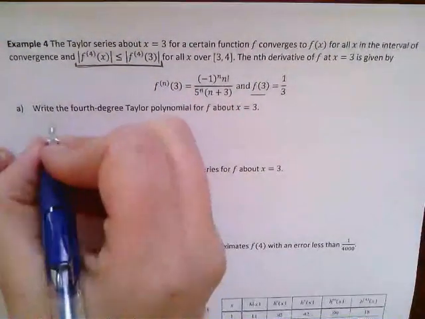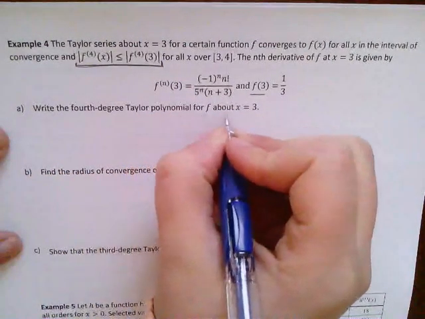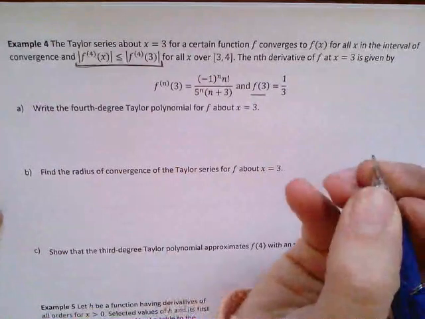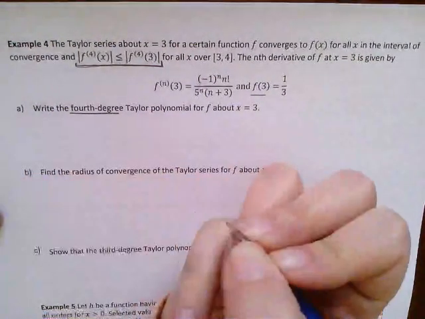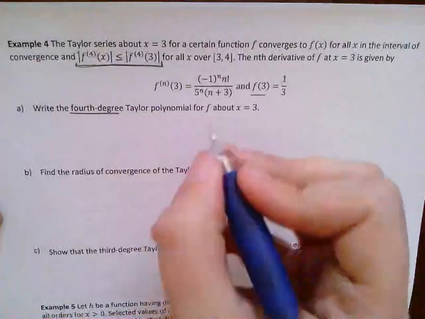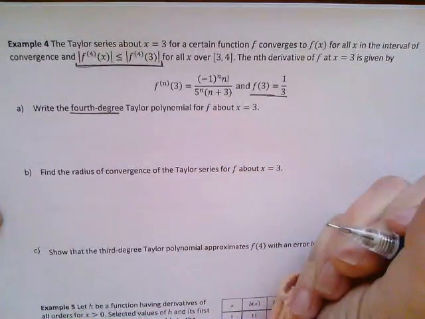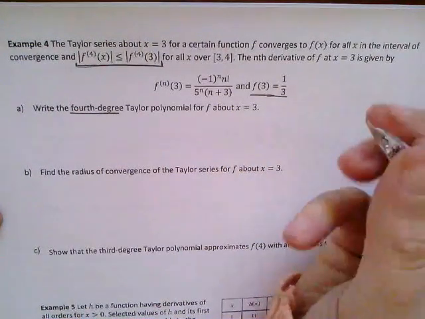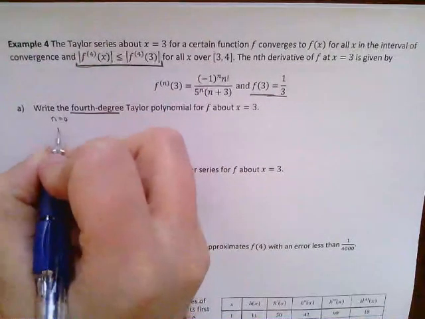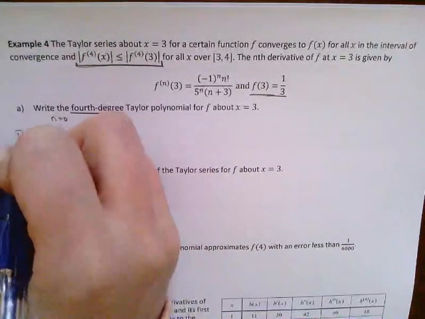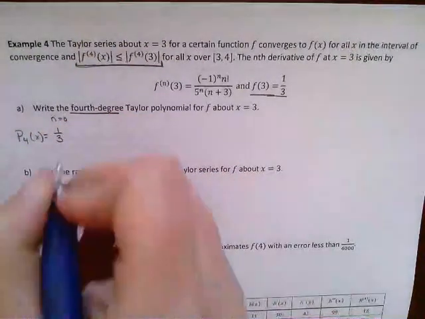The first thing it asks us to do is write the fourth degree Taylor polynomial for f about x equals 3. So the fourth degree means that we have to go all the way to n equals 4, right? We already know what f of 3 is, so we start with this. At n equals 0, it's 1/3. So right now we're writing the P4 of x.